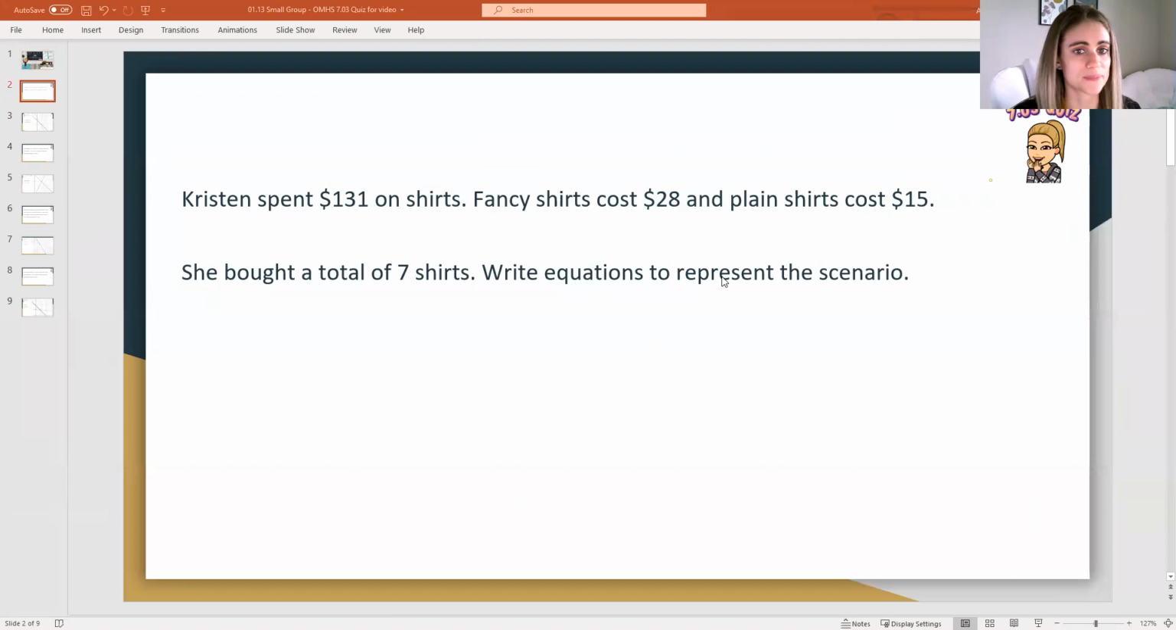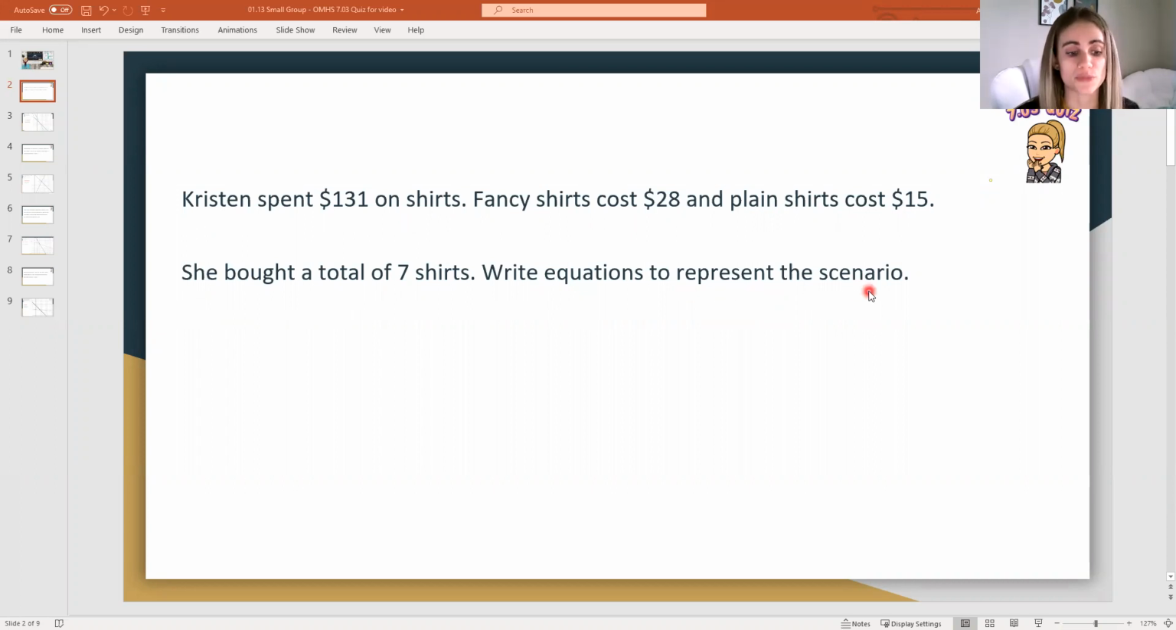All right. Here we have our first example. Whenever I do word problems, the first thing is I go through and read it once just to get the gist. Kristen spent $131 on shirts. Fancy shirts cost $28 and plain shirts cost $15. She bought a total of 7 shirts. Write equations to represent the scenario.